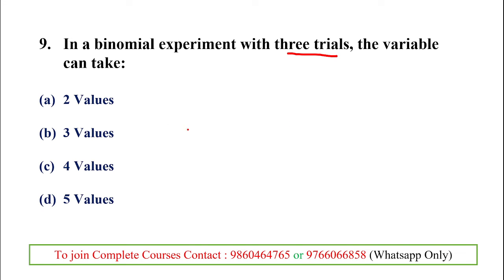And the next question: a binomial experiment with three trials can take how many values? 2 values, 3 values, 4 values, or 5 values? And the answer is 4 values. So with 3 trials in a binomial experiment, the variable can take 4 values.